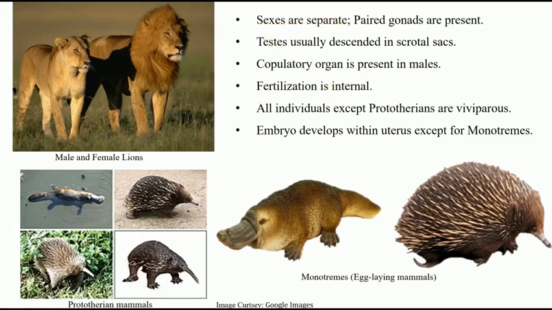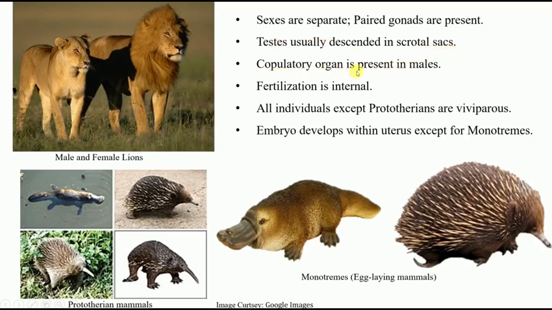Paired gonads, in the sense that there is a pair of testes in the male and a pair of ovaries in the female. If you look at the gonads, the male gonads are generally found outside the abdominal cavity, descended into the scrotal sac, which is again a characteristic feature. But the female gonads are abdominal, that is, they lie within the abdomen. In the male, the testes descend into the sac known as the scrotal sac.